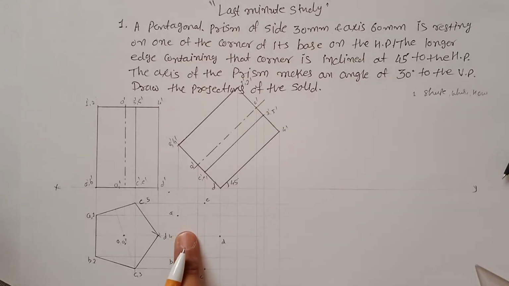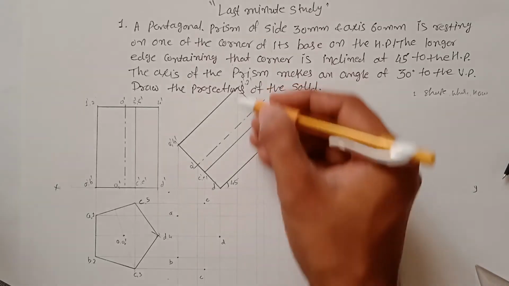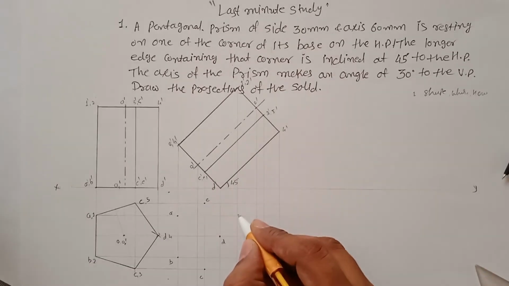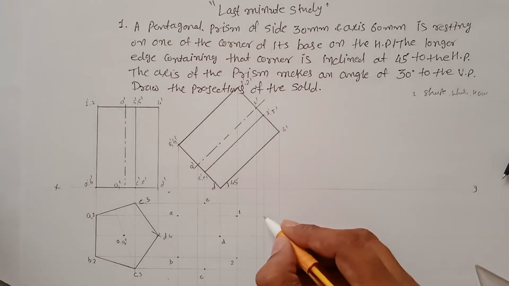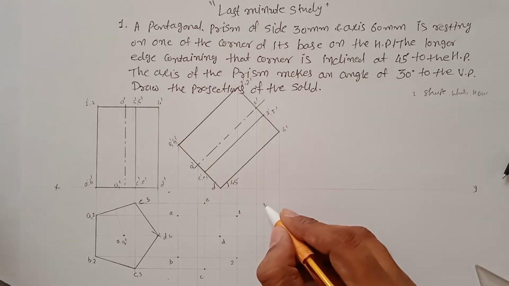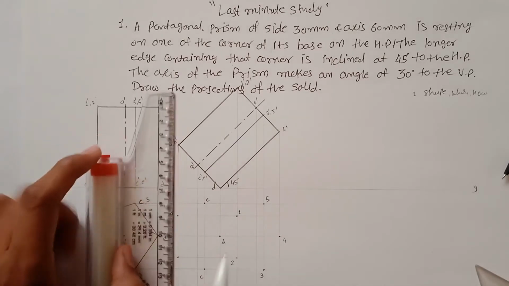So this is the base side. We have to draw an upper part. So we have to find out 1. So this point is 1, 2, 3, 4 and 5. You have to join all of them.